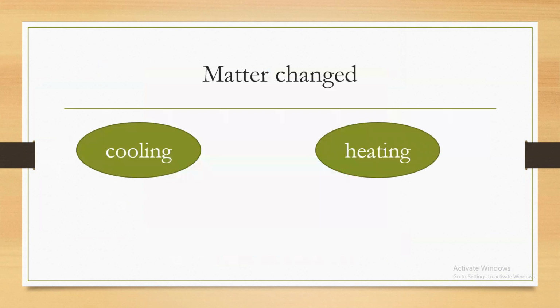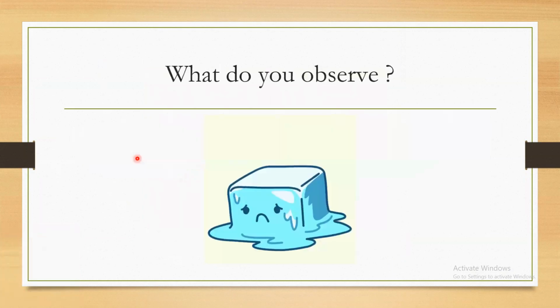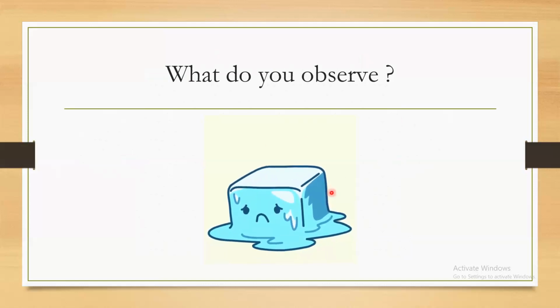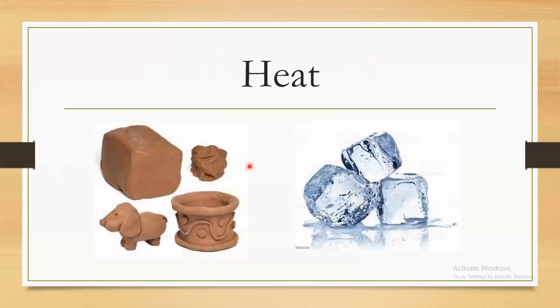And matter can change in two ways: heating and cooling. Heating and cooling. How? What do you observe? Now it's ice and the ice melts. How? By heating.